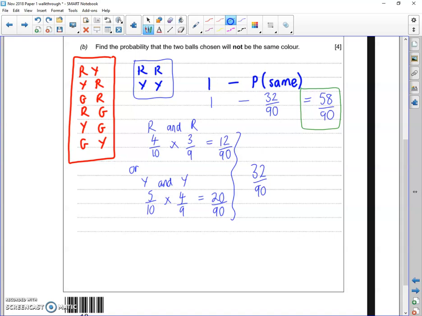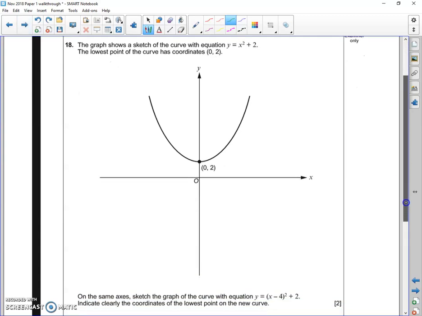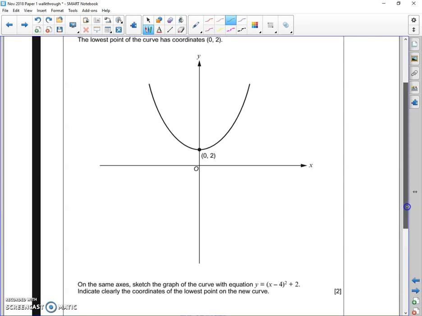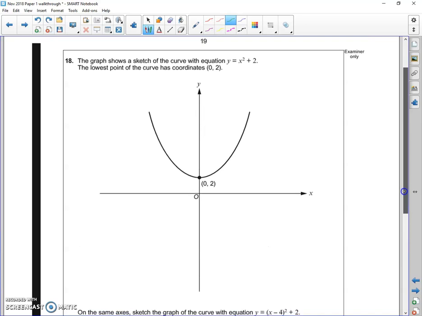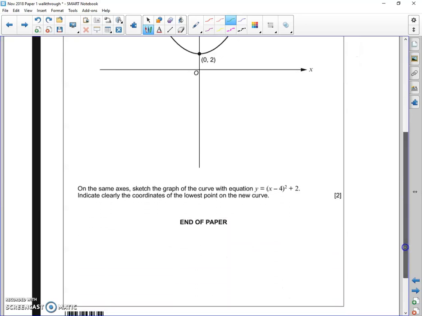And then the last question, question 18, is a transforming graphs question. So just got to know your rules here. Okay, what does what? This is actually 2 transformations because compared to what we started with, oh no, just the 1 transformation. We had the plus 2 already. So where we had x squared plus 2, we've now got x minus 4 squared plus 2. Taken away in a bracket.